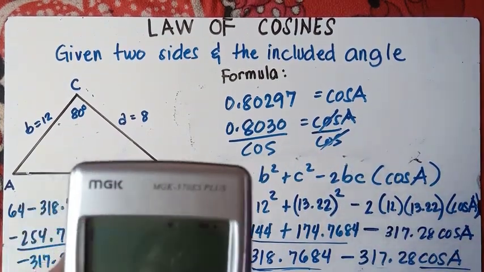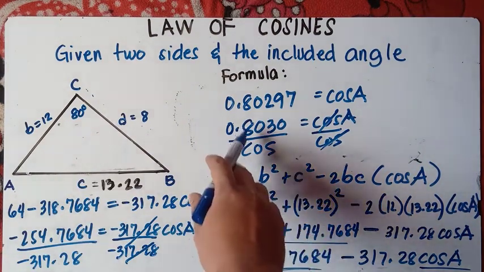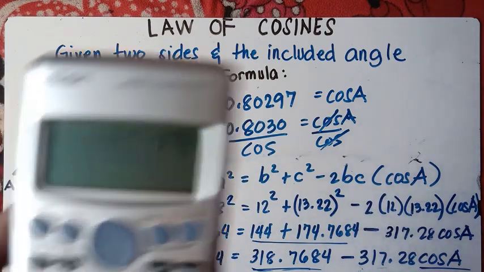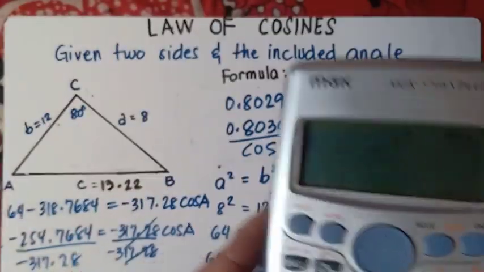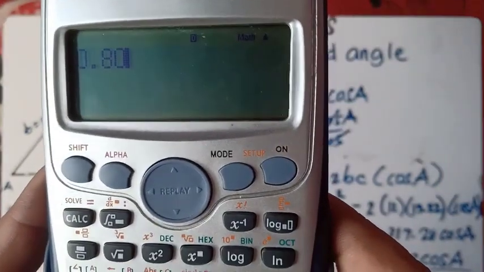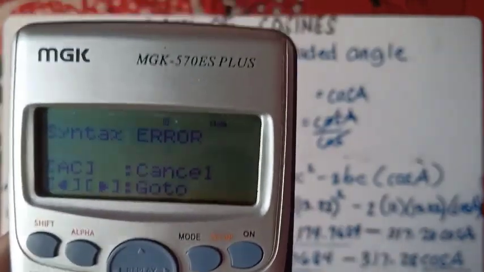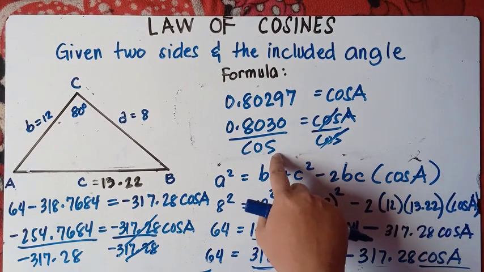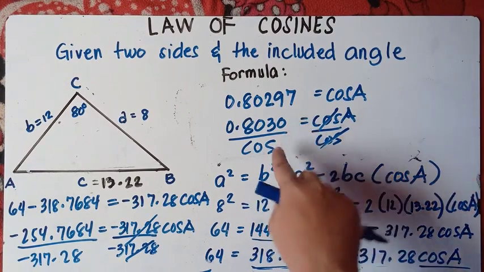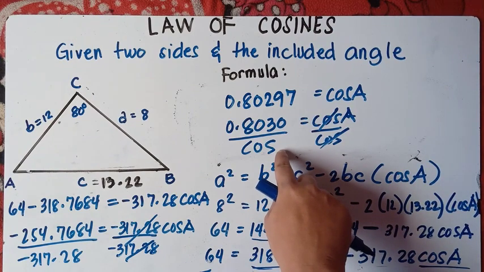Now, if you use the calculator and divide the 0.8030 by cosine, you will get a math error. Let's try that. 0.8030 divided by cos, and you will get a math error. Why is that? It's because when you divide by a cosine, a sine, or a tangent without a number, we need to get the inverse of it.